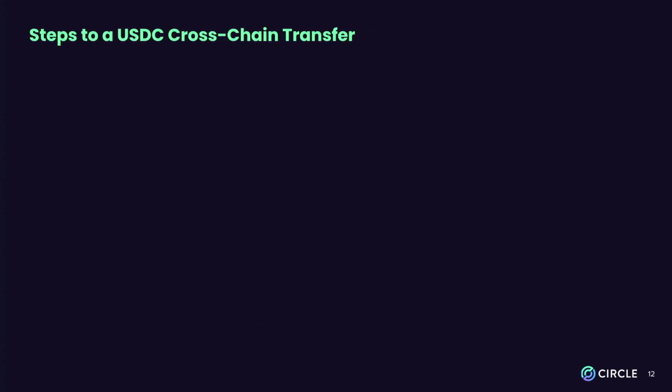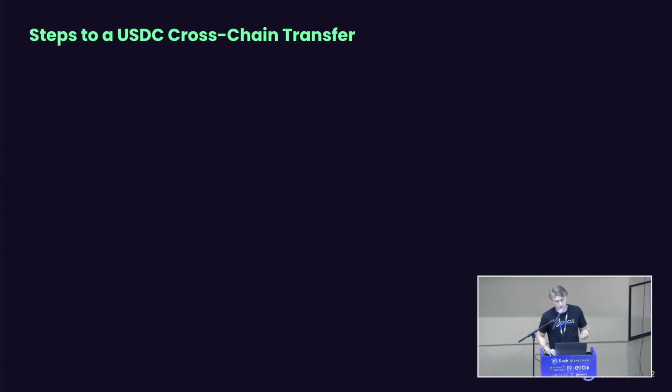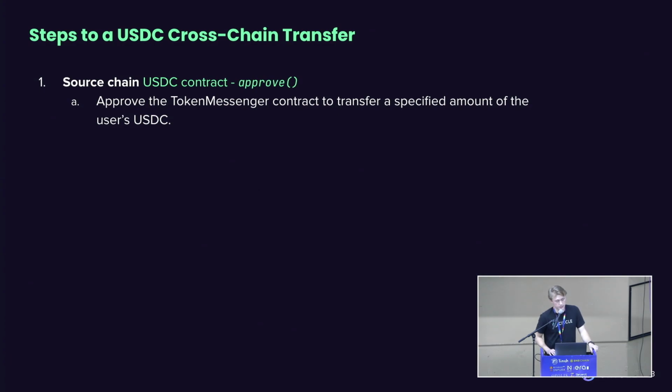So diving in a little bit more into how the USDC transfer actually works and what the transactions look like. The first thing that happens, as I'm sure a lot of you guys are familiar with, is we have to call approve on the USDC contract. This is approving that the token messenger contract can pull out some amount of USDC from the user's address into the contract wallet.